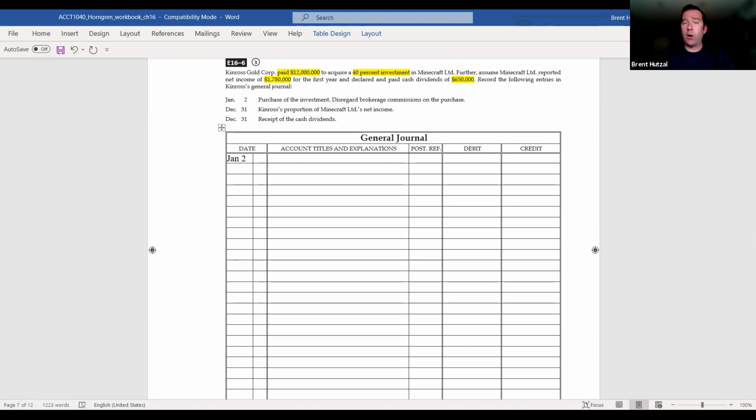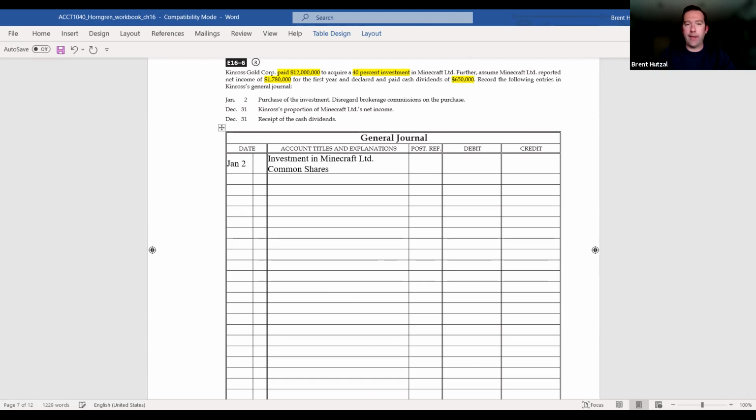Okay, we talked about how when the investment is made, we are going to debit our favorite account, investment in Minecraft Limited common shares. Okay, and we're going to credit cash. Okay, we're paying $12 million for this investment.